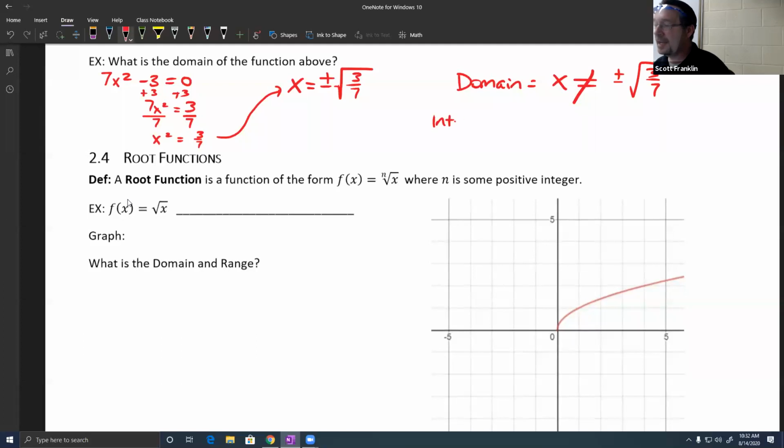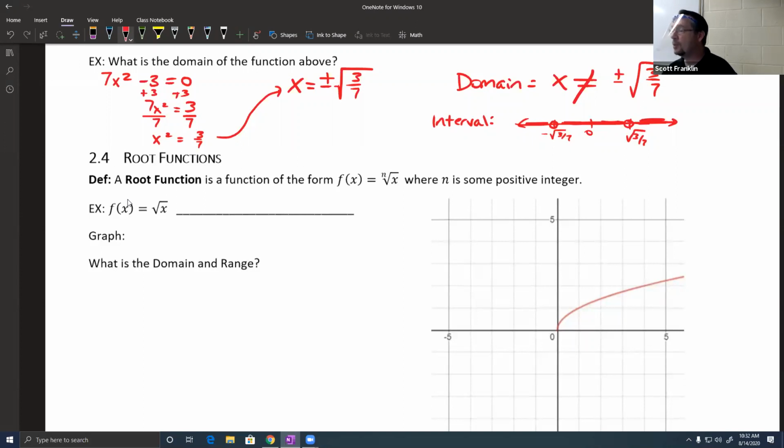If I wanted to write that in interval form, think about what that looks like on the real number line. Here's 0. There's some value over here, negative square root of 3/7, and some value over here, positive square root of 3/7, that have holes there. You can't include those, but everything else is allowed, right? So everything except those 2 numbers can be plugged into that formula above, and you will get an output because you won't get a 0 in the denominator. But if I plug those in, I can't.